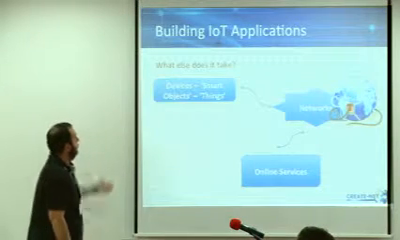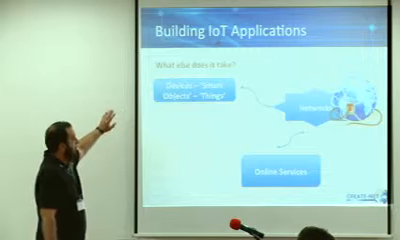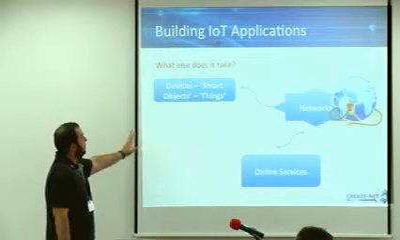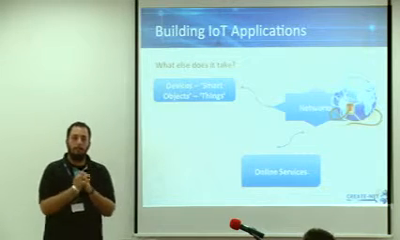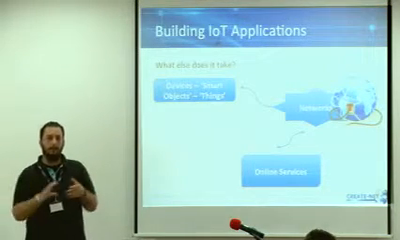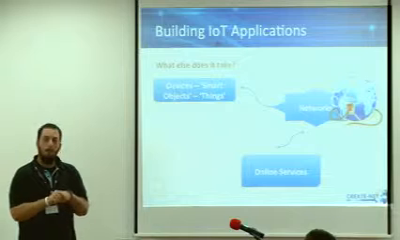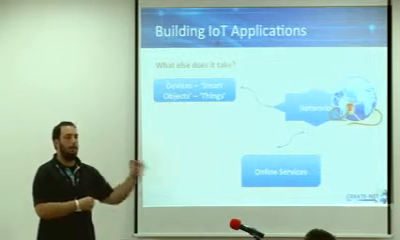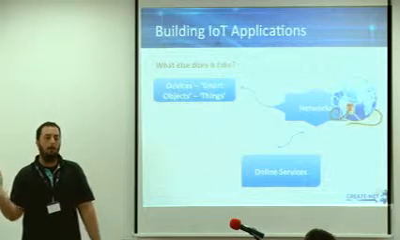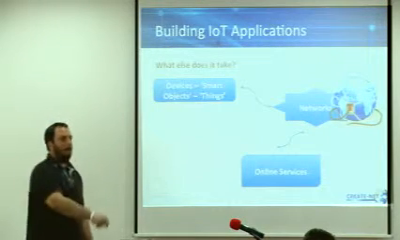So we saw the devices, networks, online services. What else does it take to build an IoT application that is fully end-to-end and sort of scales? I mean, you can select your device, an Arduino or a Galileo board, you write your code, you select your network protocol, you give it Wi-Fi.